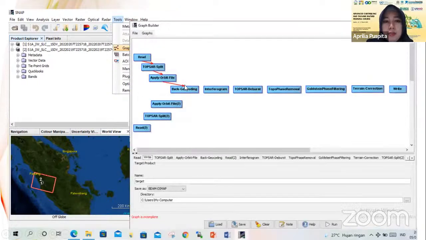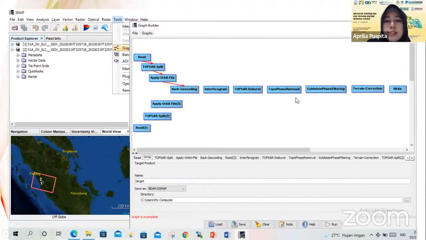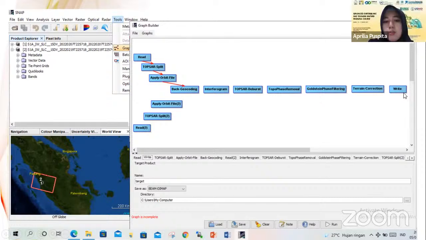This is a flowchart of the DInSAR processing. First is the input of the satellite data, the master image and the slave image, and we do TOPSAR split, then apply orbit, and continue to co-register the images with back-geocoding, and we make the interferogram formation here. We continue with TOPSAR deburst, and next DInSAR processing with topographic phase removal, then Goldstein phase filtering, and the last one is terrain correction, and this is the output.